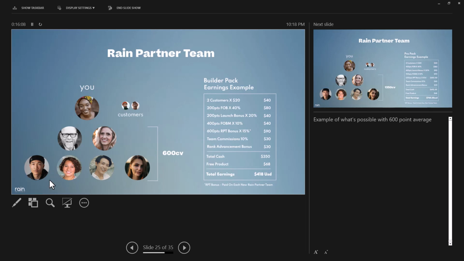Let me just show you kind of what that might generate with different packages that you might bring people in with. So for instance, if somebody comes in with the Builders pack, if you were to duplicate with that package, you would earn in total cash by building this Rain Partner Team, you would earn $350 and $68 in free product. And as long as that Rain Partner Team is in existence, as long as they are consuming every single month, you earn those same points for free product. It's a lot of money in free product that gets generated by your Rain Partner Team.